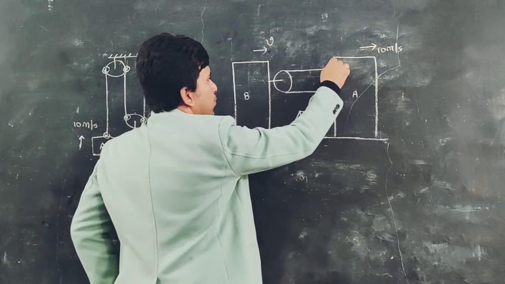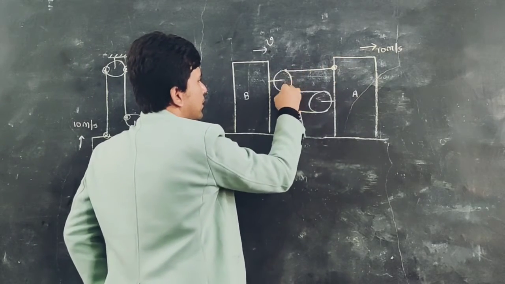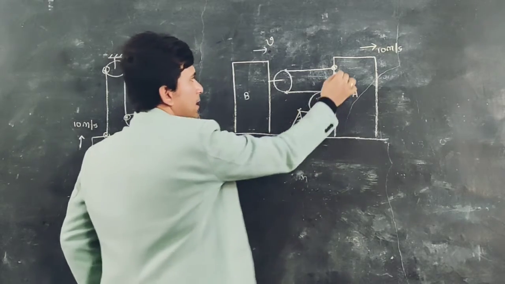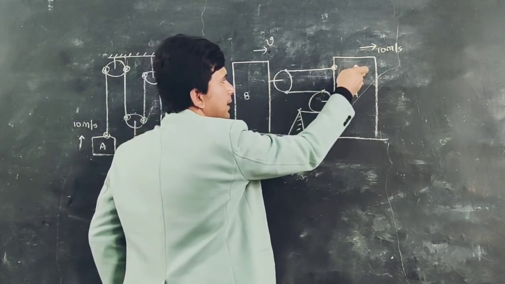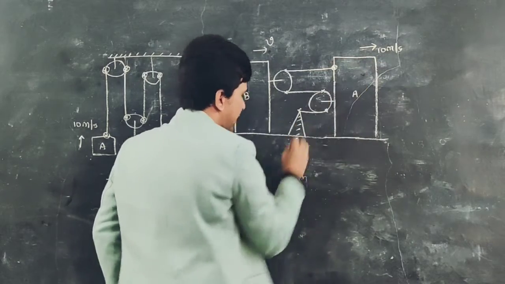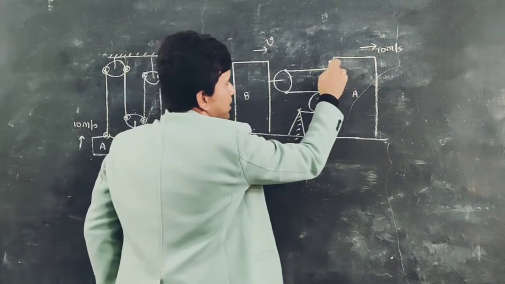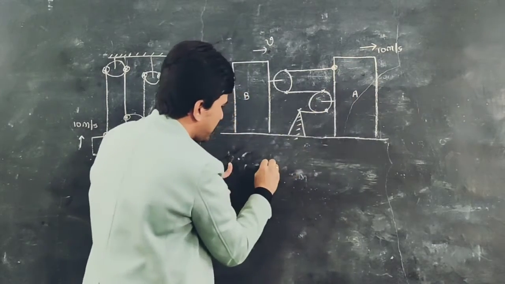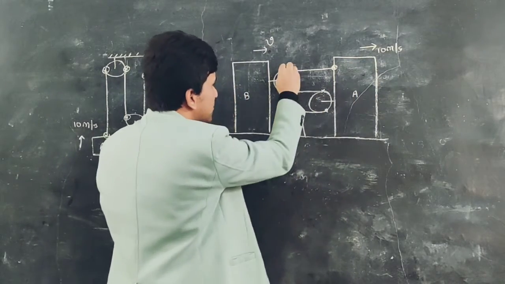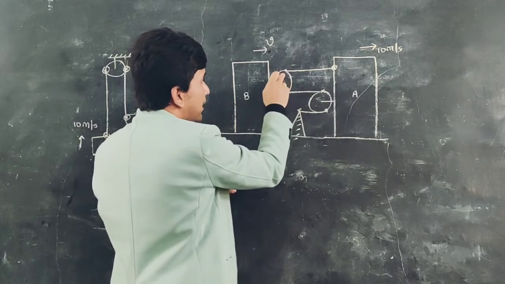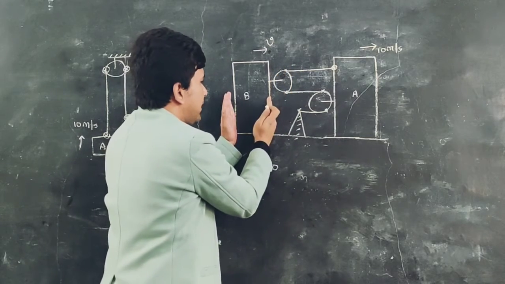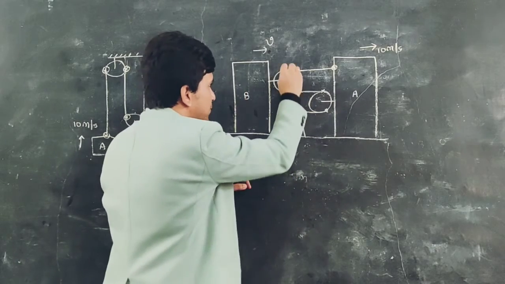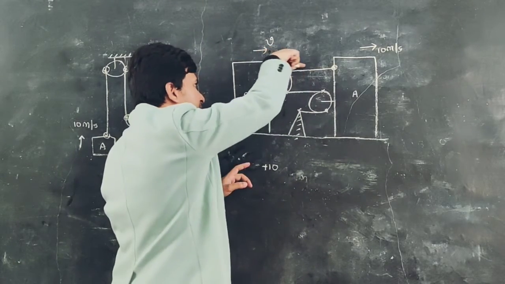Mark all the points 1, 2, 3, 4, 5 and 6. There are 6 points. This point is connected to this block here which is trying to move right side with 10 meter per second. That means this is trying to stretch. So plus 10. This one is not at rest. It is moving with the velocity of the block B. So plus V or minus V. It is trying to decrease the length of the string.